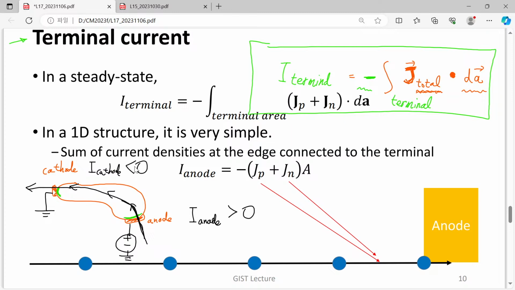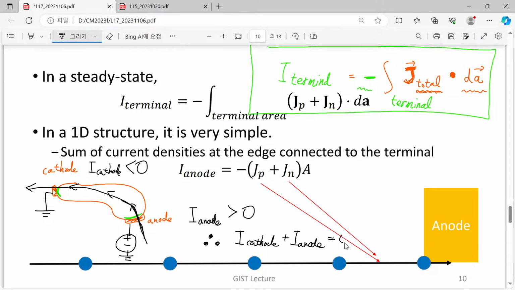Then for this really simple two-terminal device, we have an immediate result like this. The sum of I cathode and I anode should vanish.